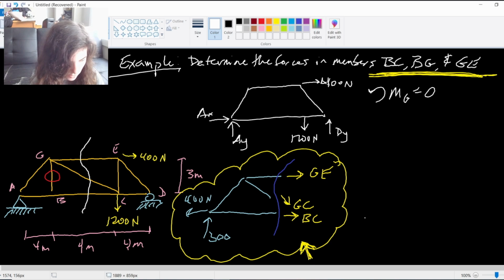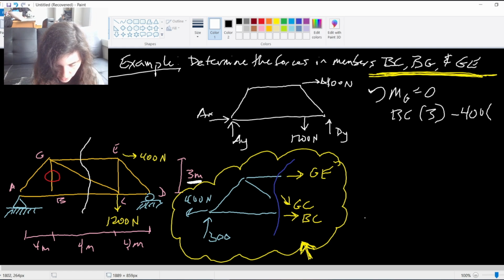So that would be BC times the 3 meters away. This height here is 3 meters as indicated in our original diagram. Then those applied forces. So negative 400 as it's going clockwise. Negative 400 times the distance of 3 meters away. Again, BC and 400 are both on this line down here. They're both 3 meters away.